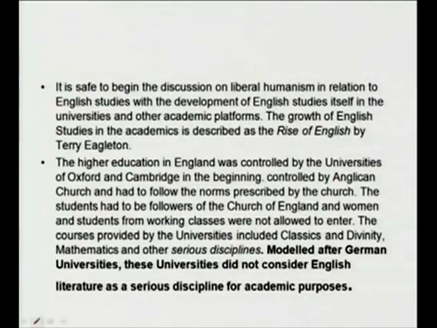So, the higher education in England was controlled by the universities of Oxford and Cambridge, in the beginning controlled by the Anglican Church and had to follow the norms prescribed by the Church. The students were followers of the Church of England, and women and students from working classes were not allowed to enter. The courses provided by the universities included classics and divinity and mathematics and other serious disciplines.